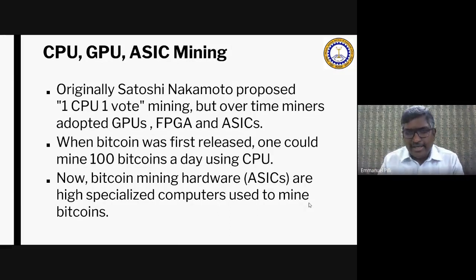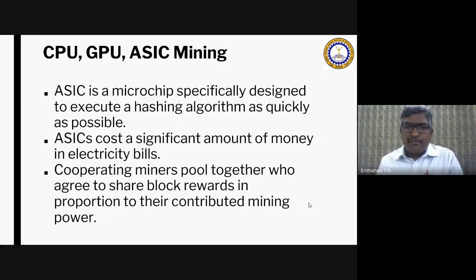So that is what is to be done. When Bitcoin was first released, one could mine 100 Bitcoins a day using CPUs, but now ASICs are used. ASIC is a microchip specifically designed to execute a hashing algorithm as quickly as possible. ASICs cost a significant amount of money in electricity bills, because ASIC manufacturing is also very difficult, and ASIC execution consumes a lot of electricity, right?